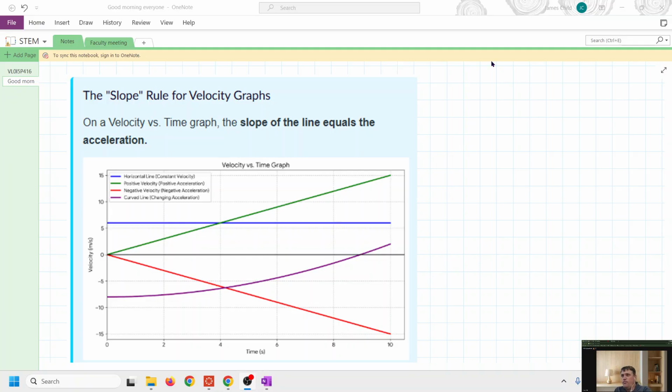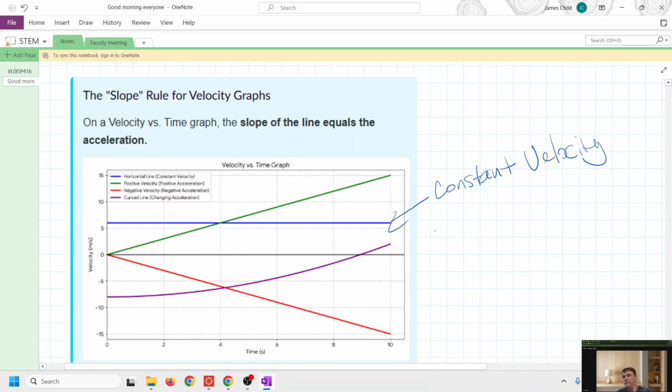When I have a horizontal line, that means constant velocity. So remember, velocity is speed and direction. And so we're moving, but we're moving at a constant velocity. So a horizontal line is constant velocity. A positive velocity. Now this means if I have a slope to the line.